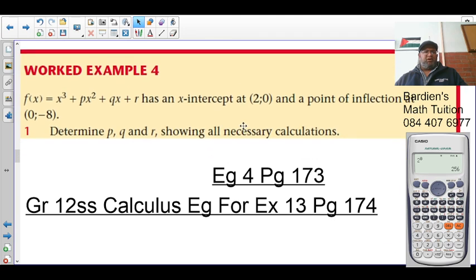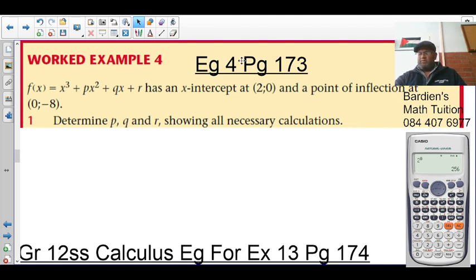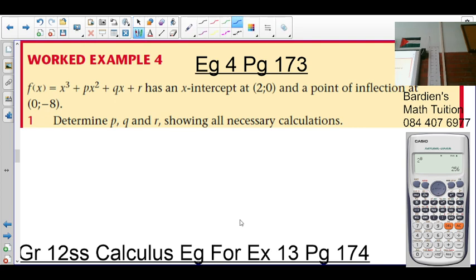Okay, so here we are told in example 4 that f of x is equal to x cubed plus px squared plus qx plus r has an x-intercept of 2 and 0 and a point of inflection at 0 and minus 8. So for the point of inflection, how do you work out the point of inflection? Second derivative, and we set it equal to 0 and we solve for x. Here we are told that the point of inflection is at 0 and minus 8.